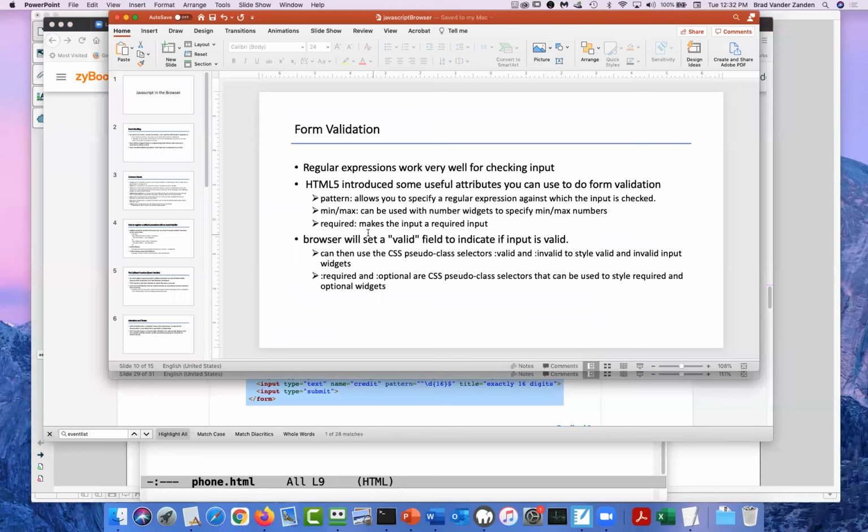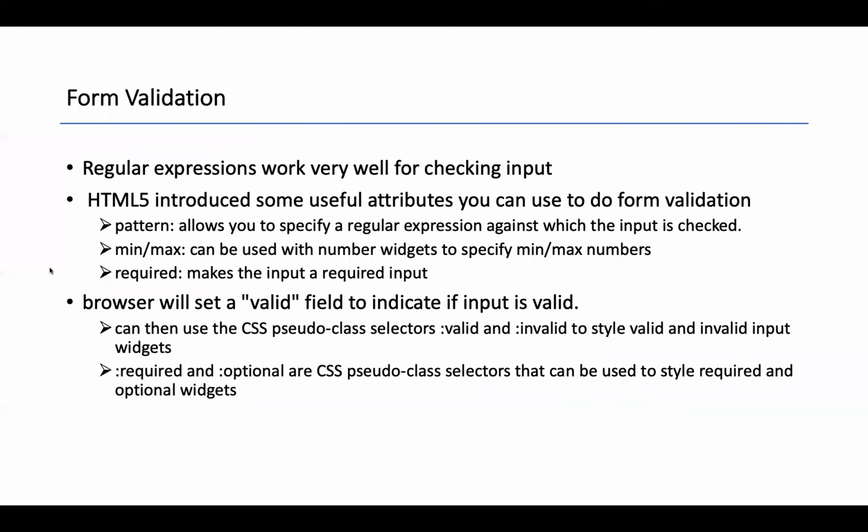And then the browser will set a valid field to indicate, as the person is entering input, if the current input is valid or not. So if they're typing in a text string, as they add each character, that field gets reset depending on whether the current input is valid or invalid. And then CSS provides pseudo-class selectors, :valid and :invalid, that you can use to style valid and invalid input widgets.